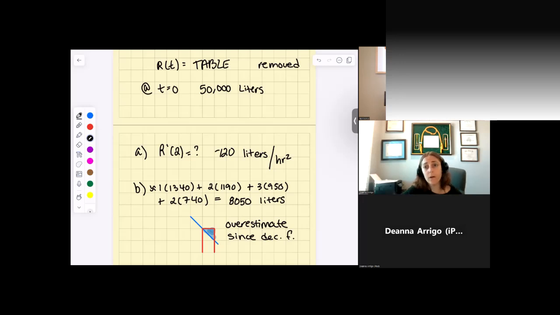So we don't know which one's outpacing which. We don't know if water is going in faster or water is being removed faster, and therefore we don't know if the tank is filling up or emptying. But we do know that R in particular, that function itself, is decreasing. So it's removing water from the tank at a slower and slower rate. Why, we don't know. Okay.